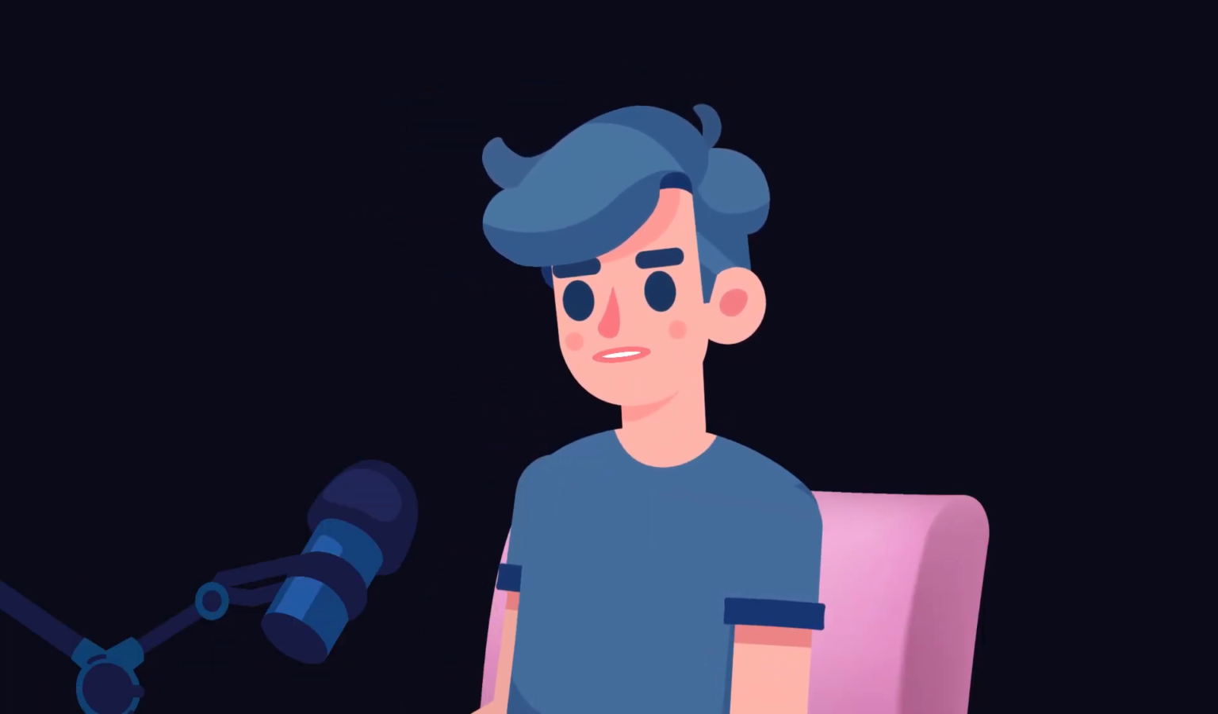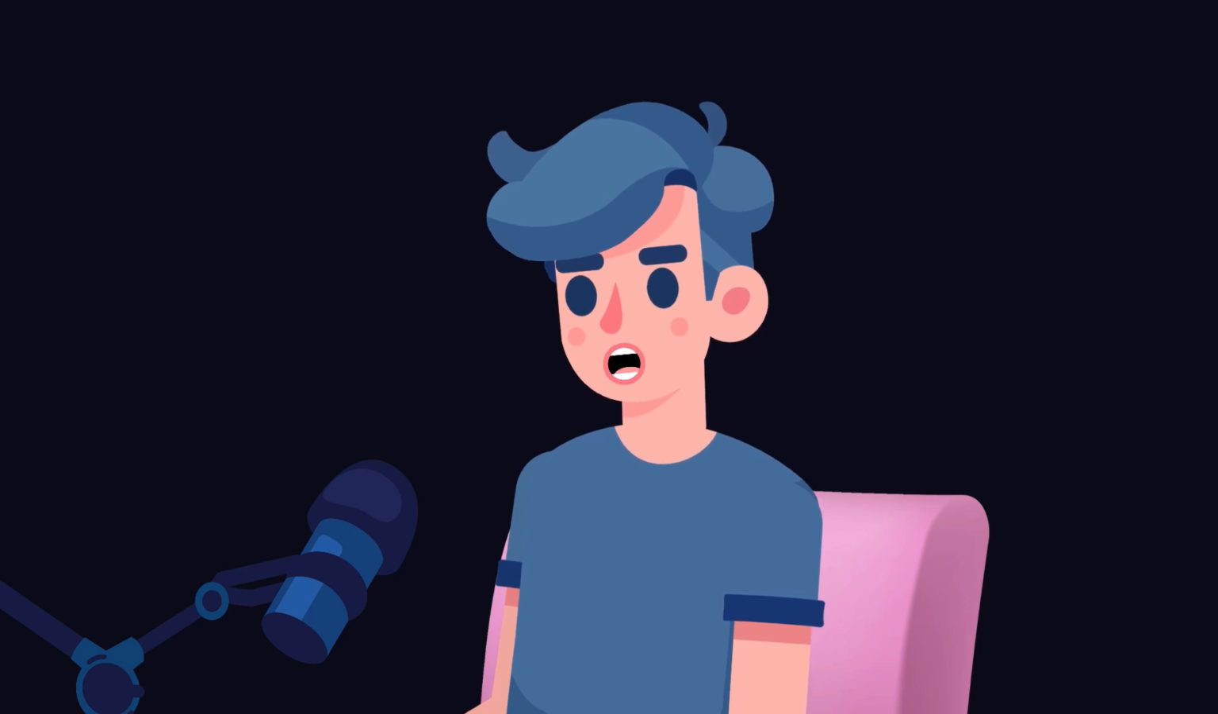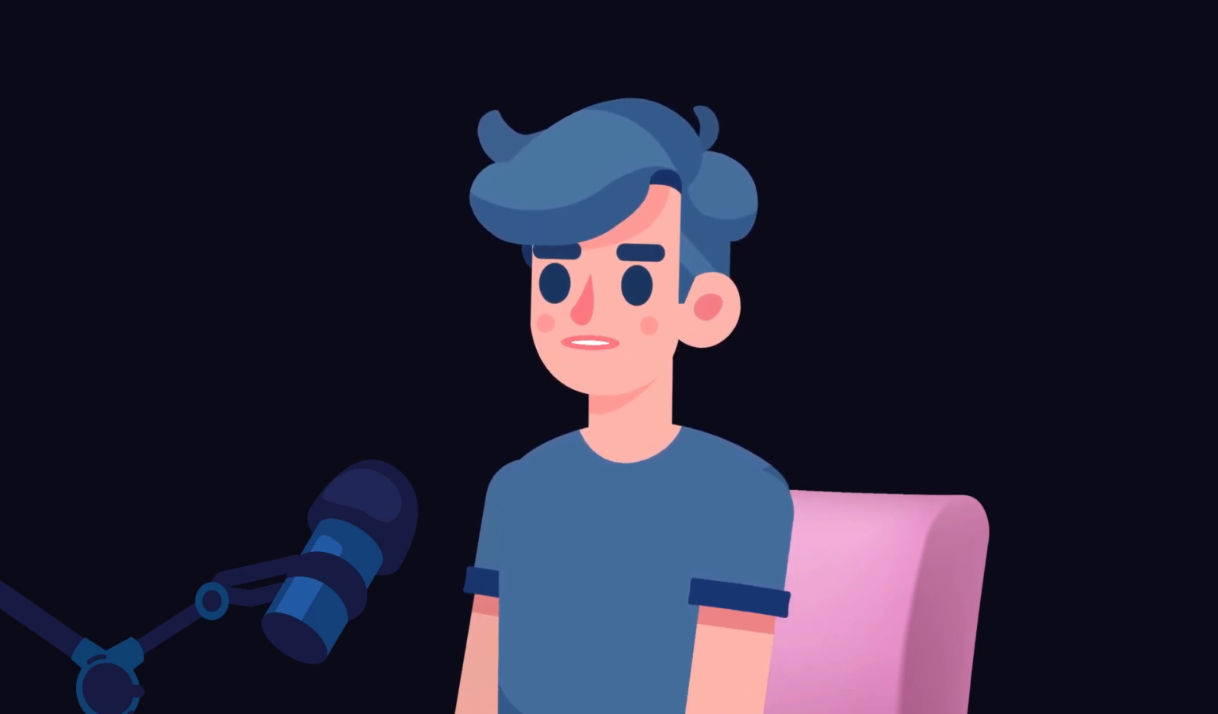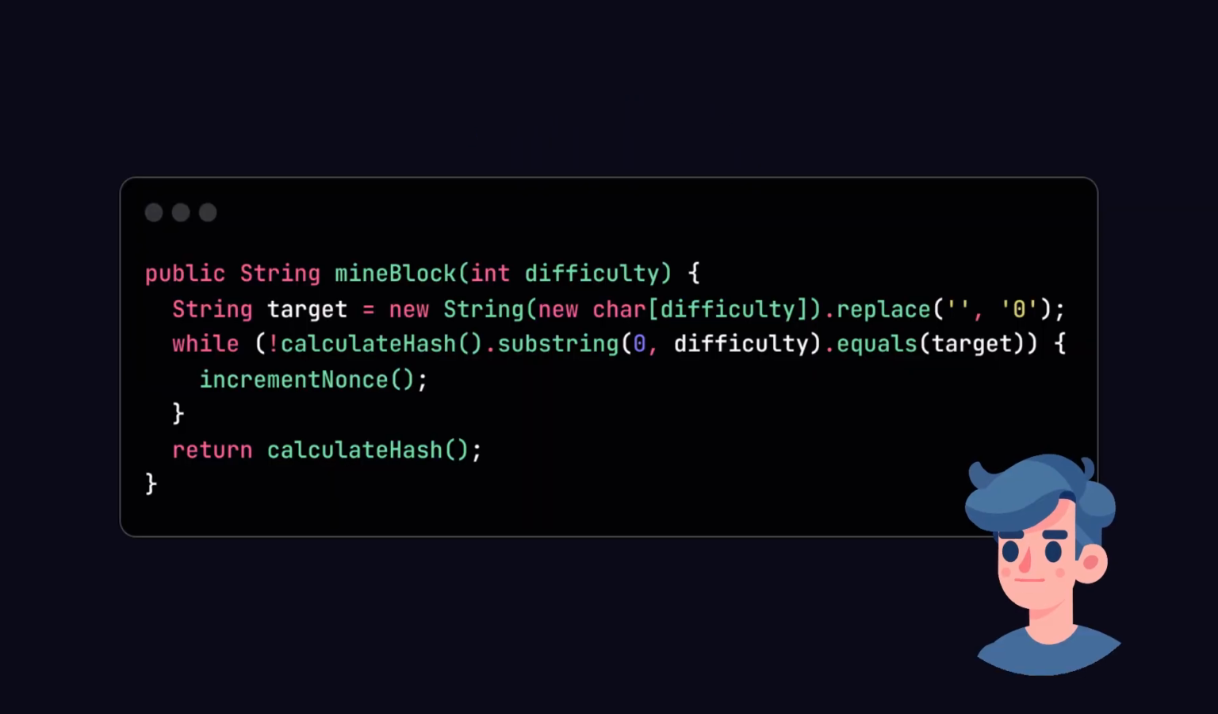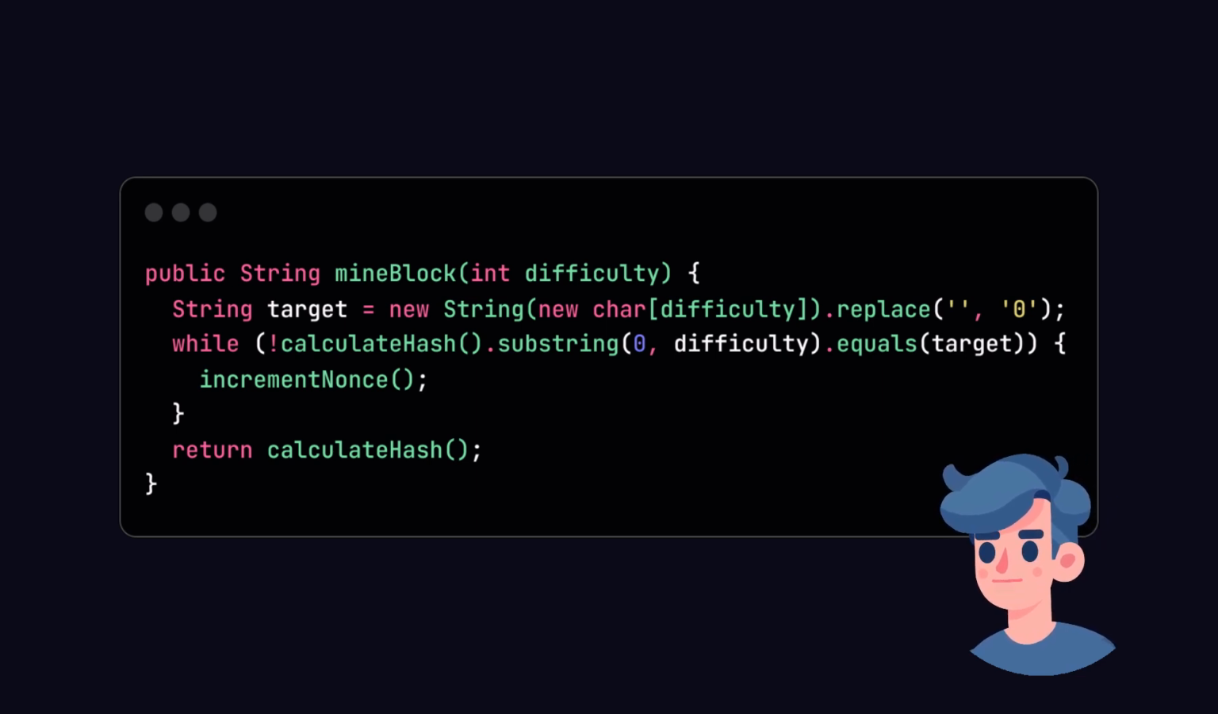With our block and HashUtil classes in place, we can start implementing the mining process. The miner will need to continuously calculate the hash using different nonces until it finds a suitable hash value. Let's define a mineBlock method in our block class, which will perform the mining operation.